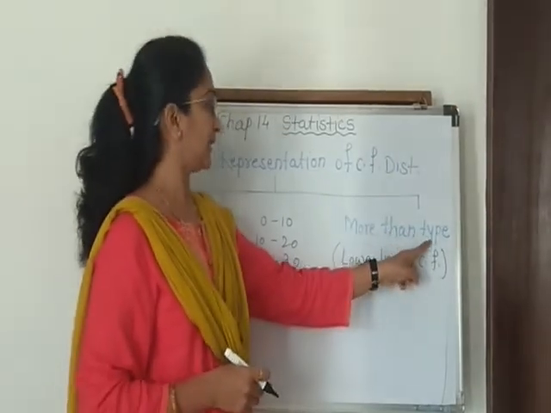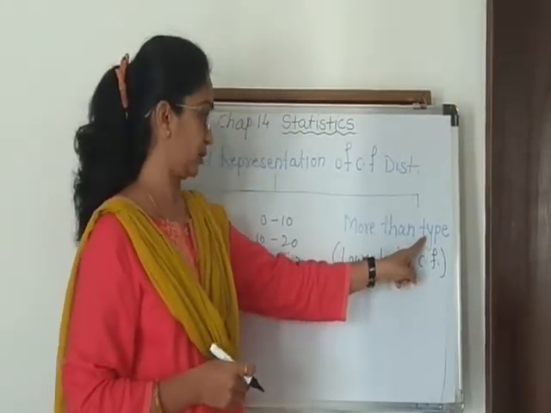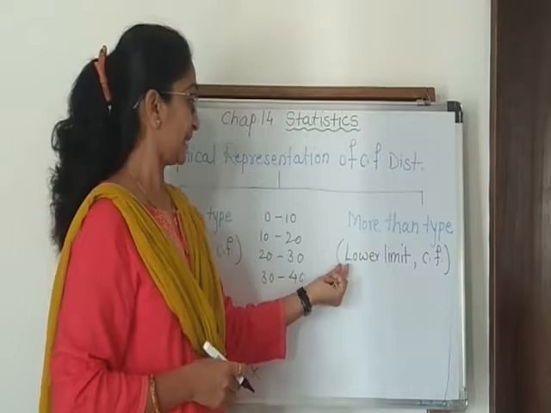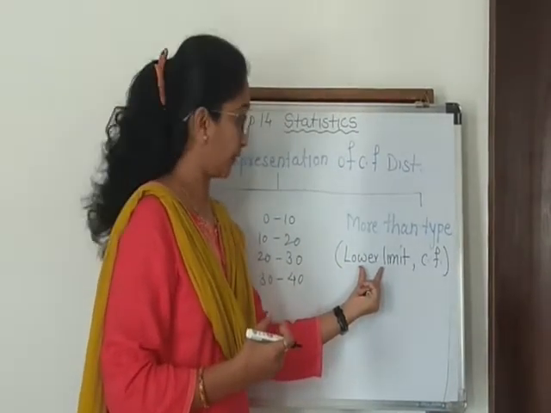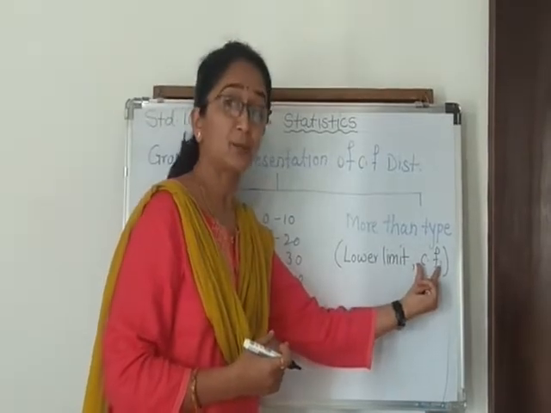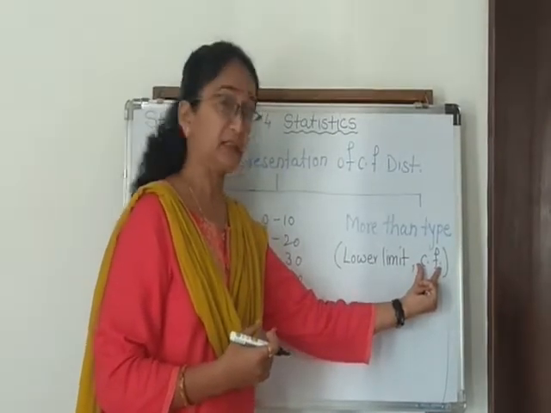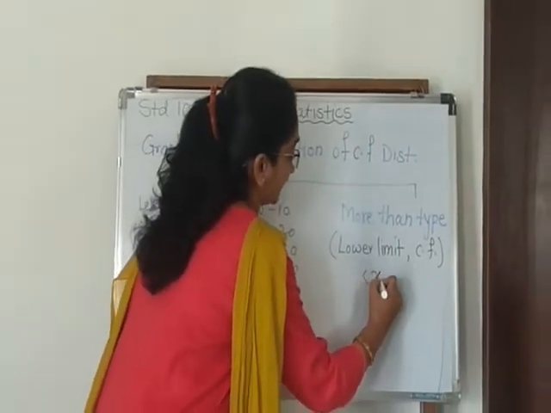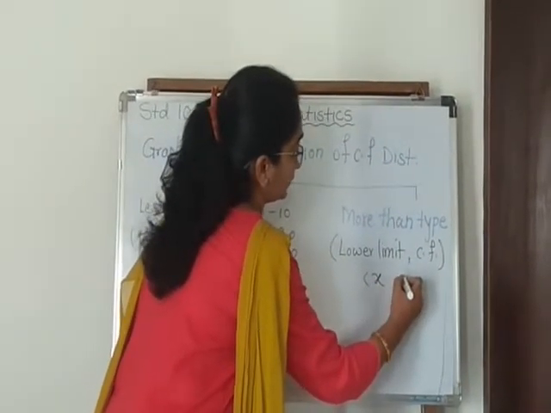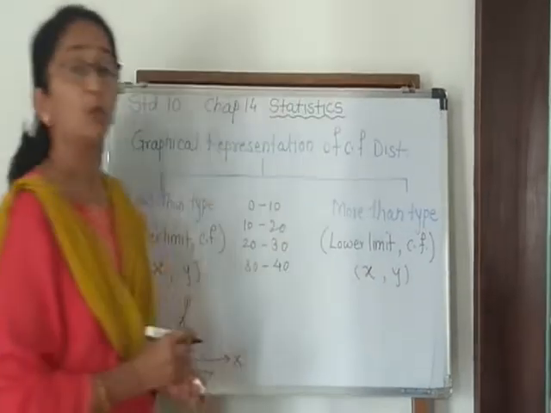Similarly, for the more than type cumulative frequency distribution, this graph is between the lower limit of the class interval and the corresponding cumulative frequencies of the class interval. That means we are taking the lower limit as our x-coordinate and the corresponding cumulative frequency as the y-coordinate here.